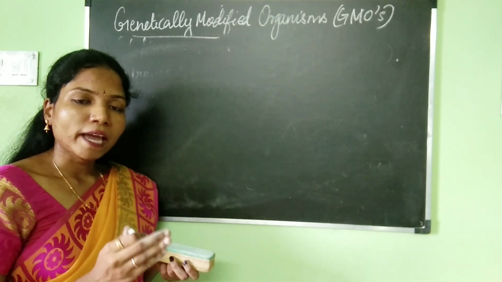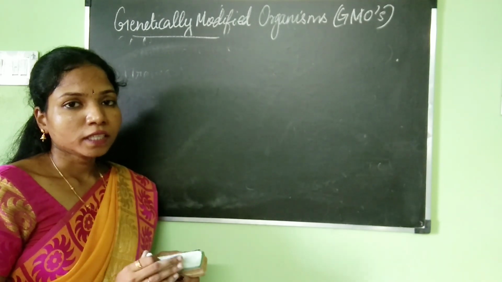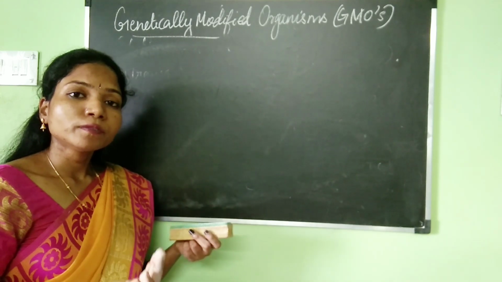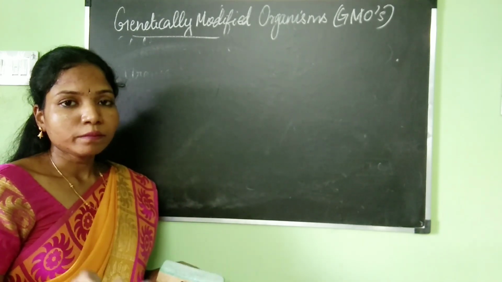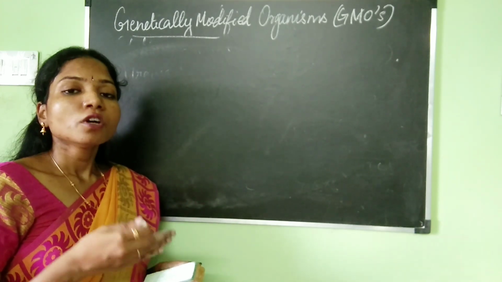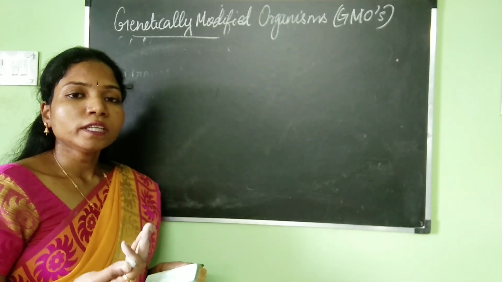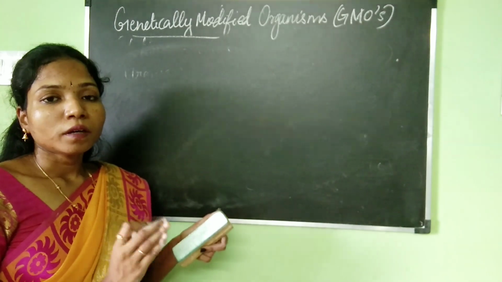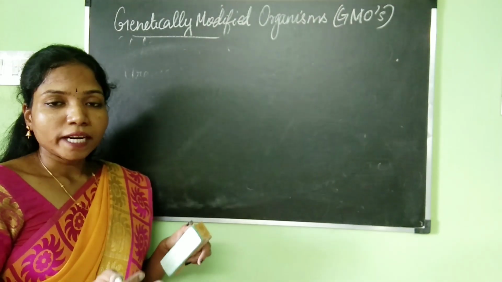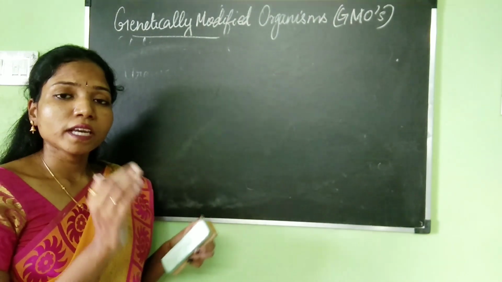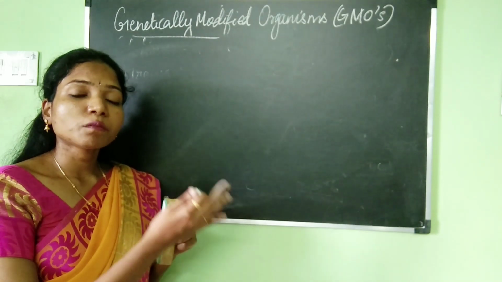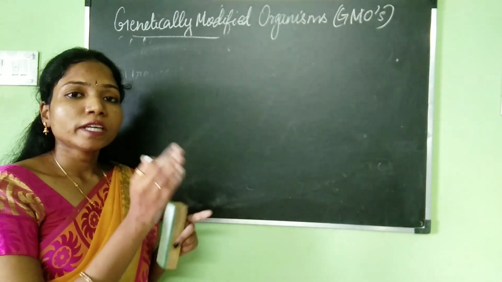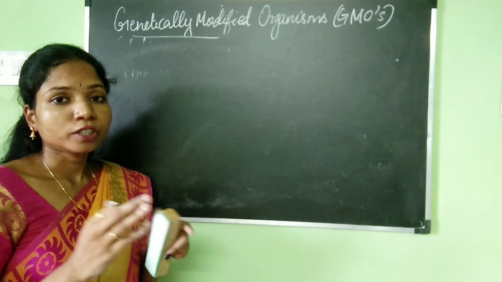When we talk about animals, animals are genetically modified to improve the proteins. Animals are a very rich source of proteins. So to improve the proteins and to get better quality animals, they are genetically modified. Now let's take a look at some examples of transgenic animals as well as transgenic plants.